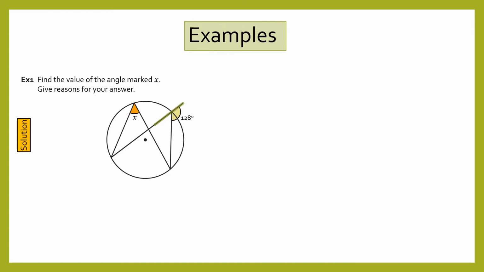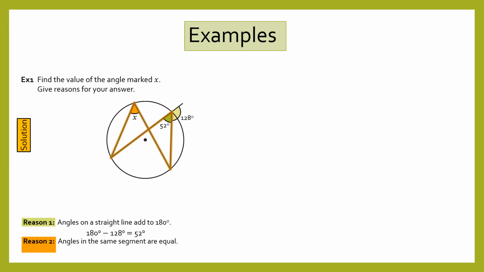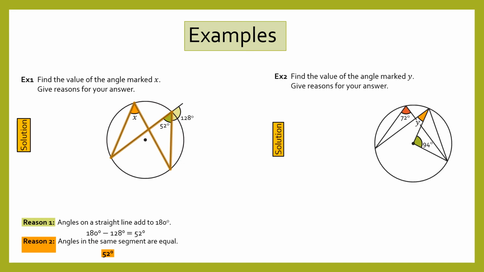If I take the straight line rule, the angles add up to 180. It means 180 minus 128 will give me 52. If that is 52 and I follow my circle theorem rule, then my x is also 52. This is how we need to write the answer.